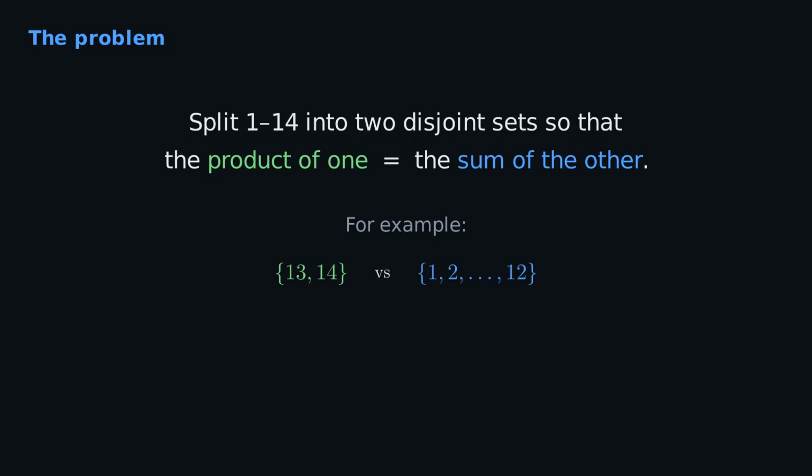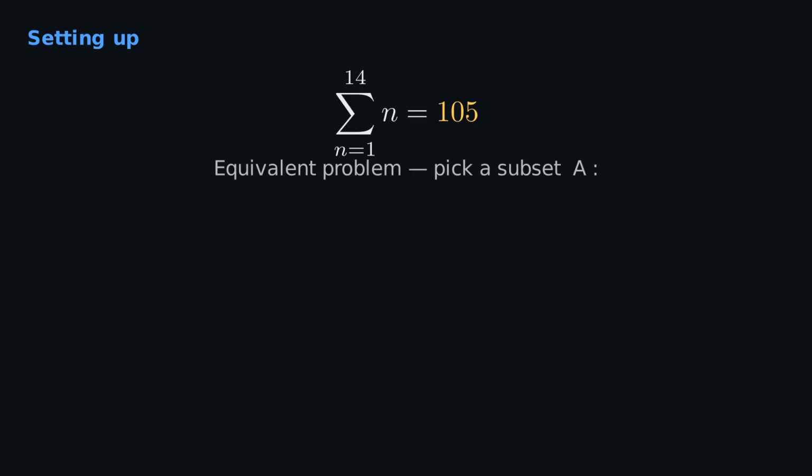For example, we could try 13 and 14 in one set and the numbers 1 to 12 in the other set. But 13 times 14 is 168, and the sum of the numbers 1 to 12 is 78. And these are not equal, so this division does not work. So to solve this problem, the first thing we're going to note is that the sum of the numbers from 1 to 14 is 105.